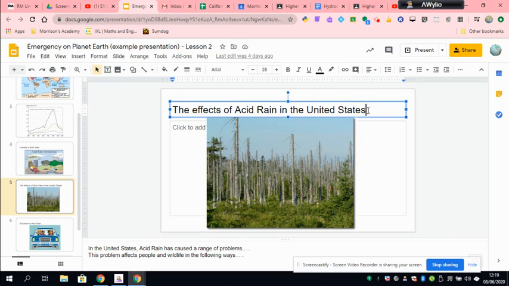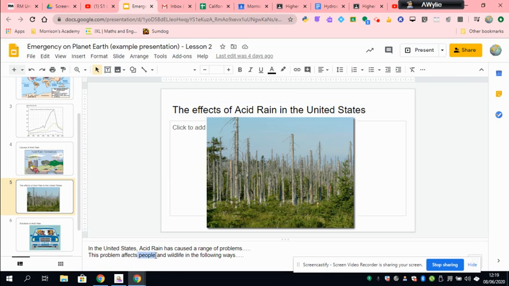You must identify an area of the planet that's being affected by your problem. So not just the whole planet, but target a specific area. You must then give me at least two, if not more, problems caused by your problem. And then you must explain how that problem affects either people or the wildlife.